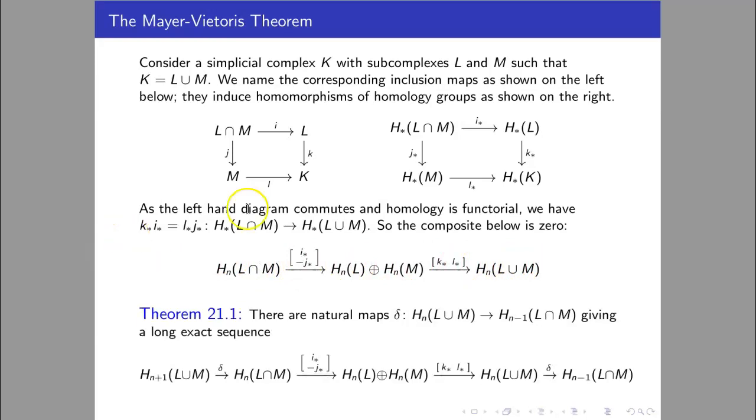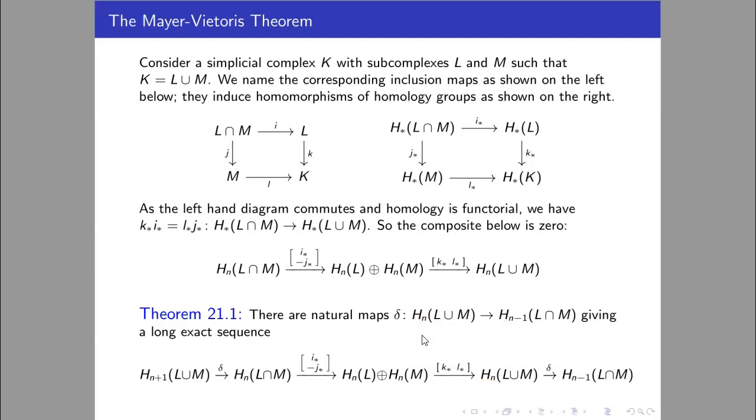And so it turns out that actually we can say a bit more than that. Firstly, that this little sequence here is exact, that the image of this i star minus j star is exactly the same as the kernel of the k star l star. But more than that, there exist these maps delta, connecting maps from H_n of L union M, or H_n K in other words, down to H_{n-1} of L intersect M, such that the whole sequence here becomes exact, where you put the delta in between the maps that we had already.